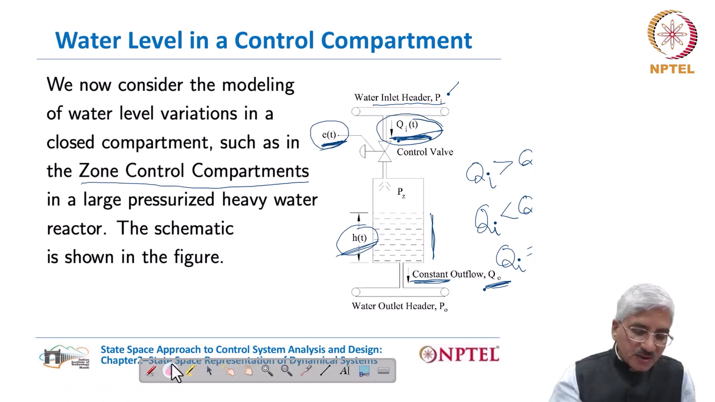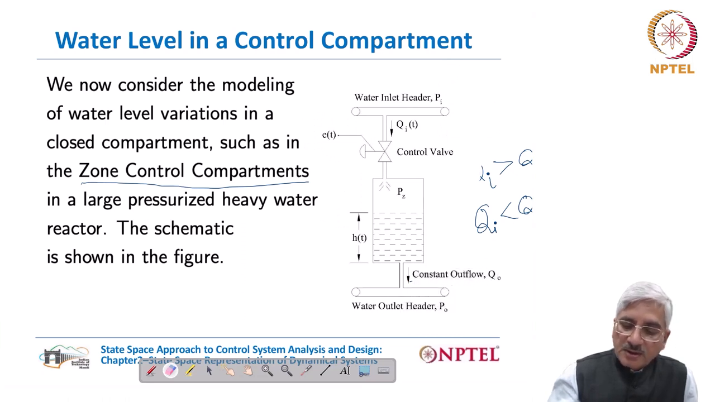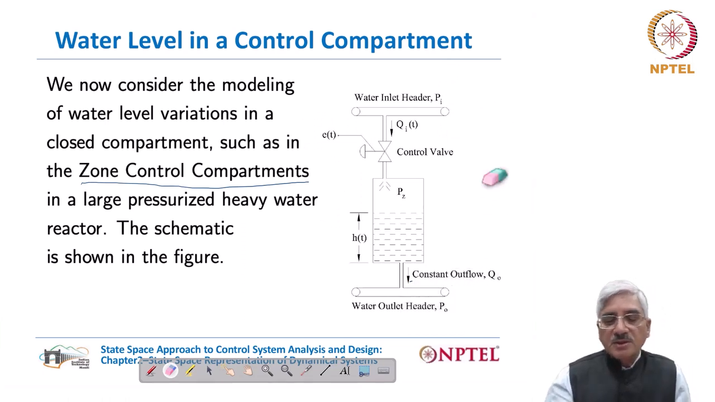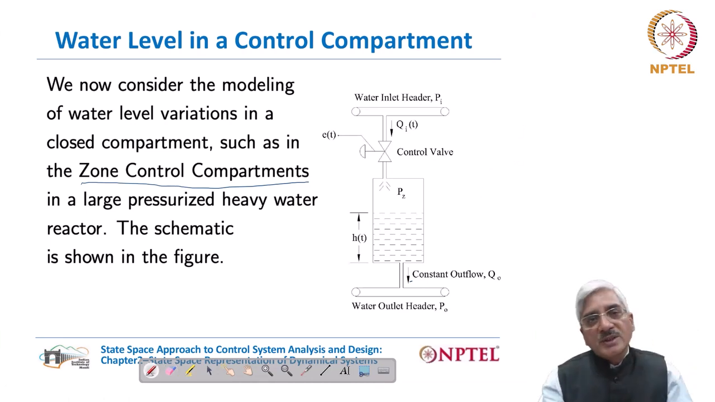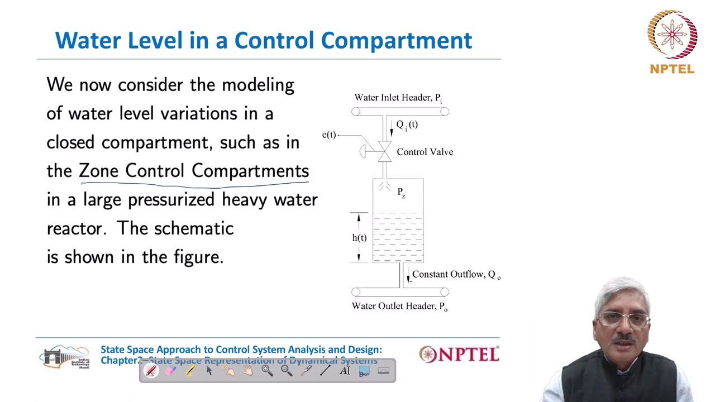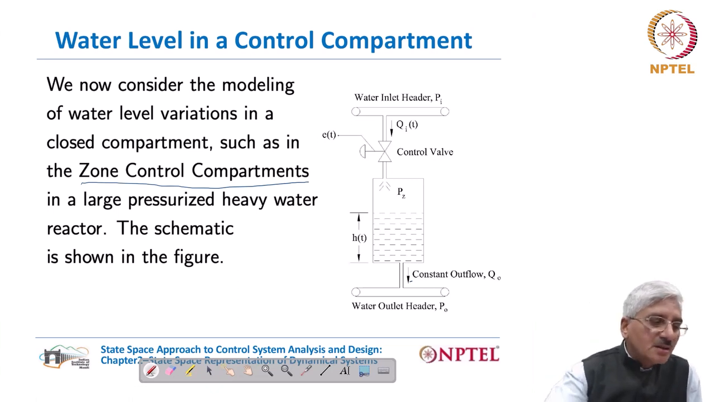This knowledge of the system operation helps in developing a mathematical model which is closer to a usable model. It represents the situation in the system rather more realistically. That is what I was saying, that domain knowledge is quite useful when we develop the mathematical model of the system. Anyway, we continue. The aim here is to develop the mathematical model of this zone control compartment.